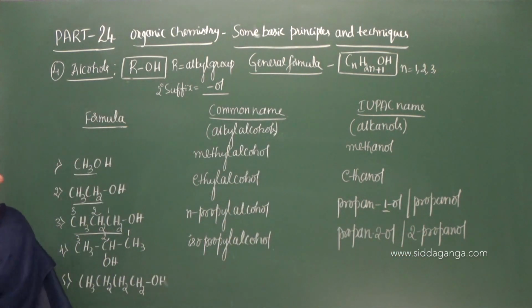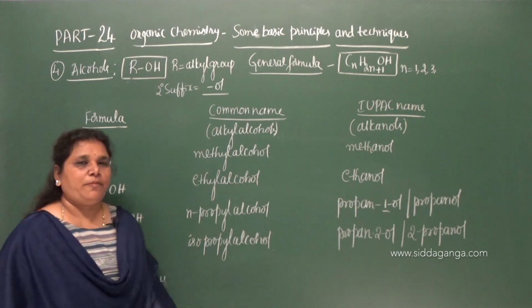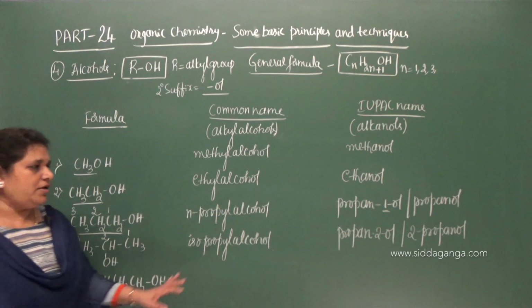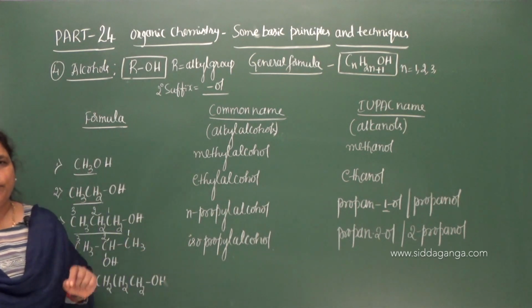2-propanol is the IUPAC name of isopropyl alcohol. What is the IUPAC name of isopropyl alcohol? You have to write 2-propanol or propane 2-ol.